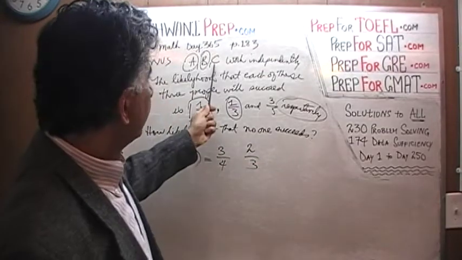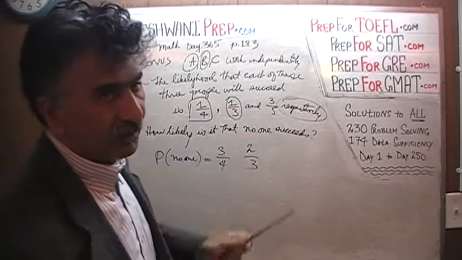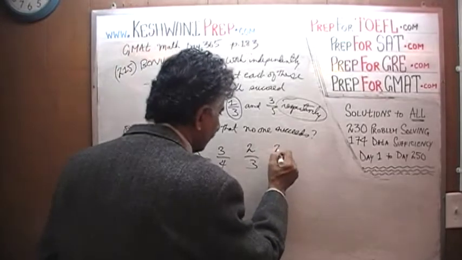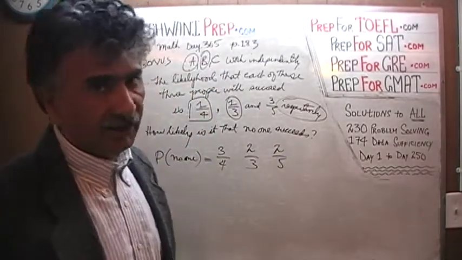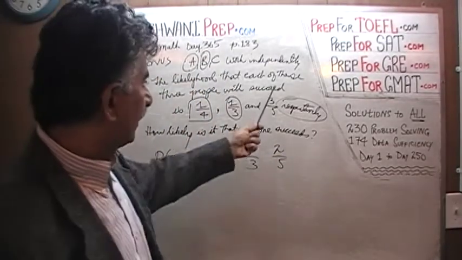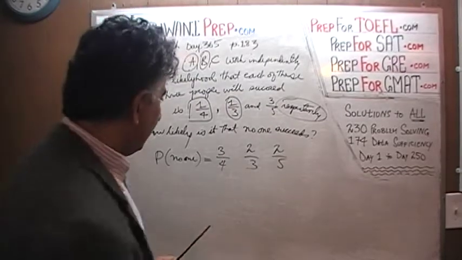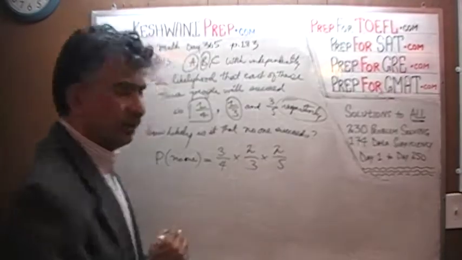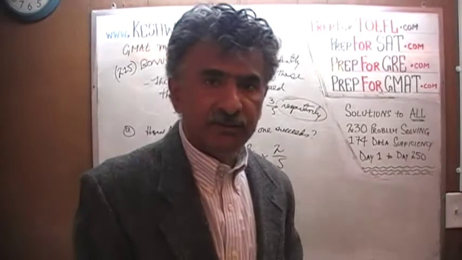And similarly, the odds that C will succeed is 3/5. Therefore, there is a 2/5 chance that C will not succeed. One minus the probability of succeeding, that is. And now we simply multiply the three quantities. That's all it is. We multiply the three probabilities because these are independent events.